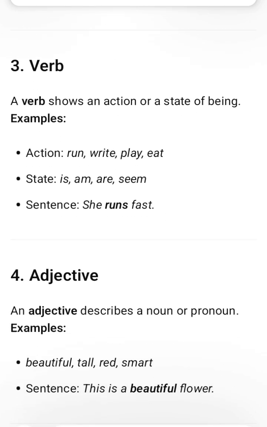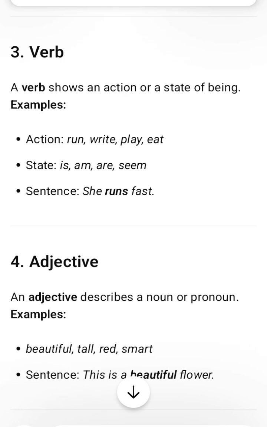3. Verb. A verb shows an action or a state of being. Examples: action, run, write, play, eat; state, is, am, are, seem; sentence, she runs fast.